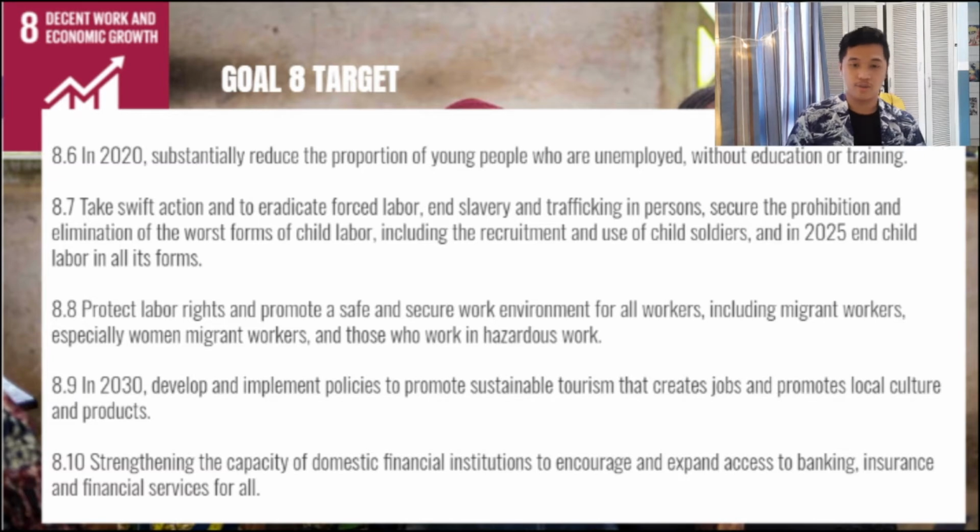The eighth one is to protect labor rights and promote safe and secure work for all workers, including those who work in a hazardous place. The ninth one is in 2030, the SDG wants to develop and implement a policy to promote sustainable tourism that creates jobs and promotes local culture and products. And the 10th one, which is the last target, the SDG wants to strengthen the capacity of domestic financial institutions to encourage and expand banking, insurance, and financial services for all. And then we move to the next slide.